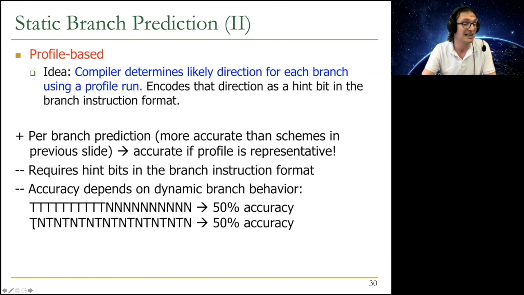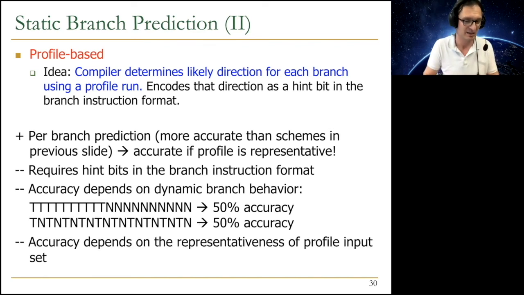If the branch behaves like this, taken, not taken, taken, not taken, taken, not taken, in an interleaved manner, in 10 iterations versus 10 iterations taken and 10 iterations not taken, you still get 50% accuracy. So the compiler cannot do well, at least with these non-biased branches. And as a result, your accuracy tanks.